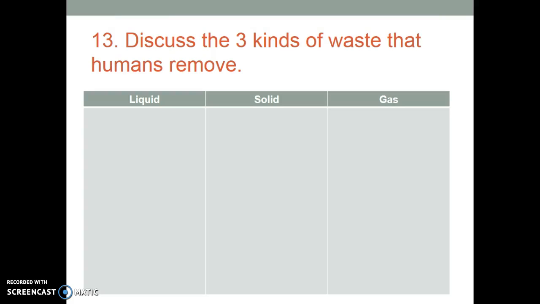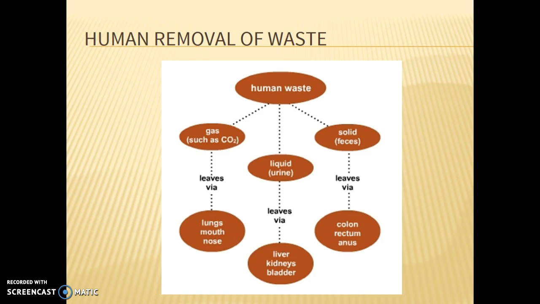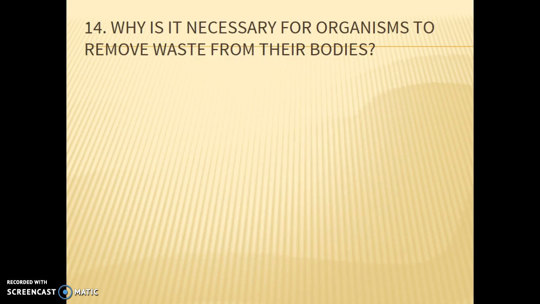Three types of waste that humans remove: liquid, solid, and gas. The gas is mostly CO2, which leaves through the lungs, mouth, and nose. Liquid is in the form of urine, which leaves through the kidneys and bladder. And solid, or feces, is going to be moving through the colon, rectum, and finally the anus.